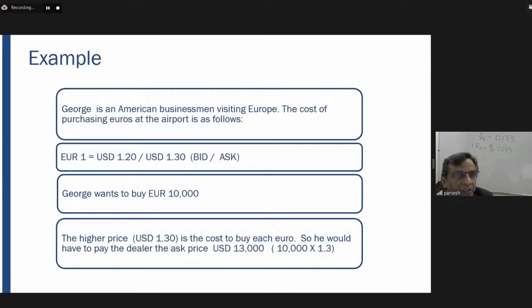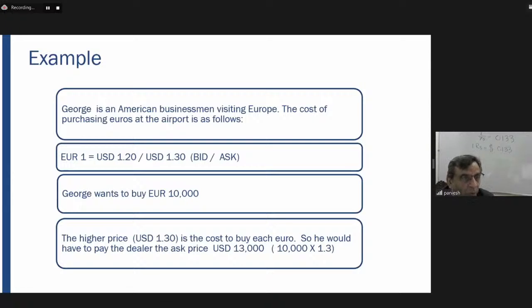So he has dollars in his pocket. Okay, he needs euros. So he looks at the rate at the airport. He finds that the euro will cost him 1.30, because this is the price at which the bank is willing to sell to you. Okay, because this is their ask price. So you have to pay $1.3 per euro, and you need 10,000 euros. So 10,000 multiplied by 1.3 will make $13,000. So this American gentleman has to pay $13,000 to get 10,000 euros.